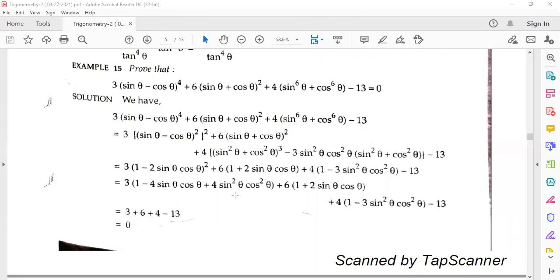Again, when we multiply by 3 this 4 sin square theta cos square theta, it will come plus 12 sin square theta cos square theta. When we multiply by 4 into minus 3 sin square theta cos square theta, then it will come minus 12 sin square theta cos square theta. Then it is coming 3 plus 6 plus 4 minus 13 is equal to 0. Right? Now it is understood.